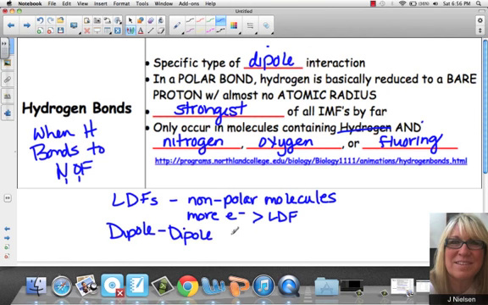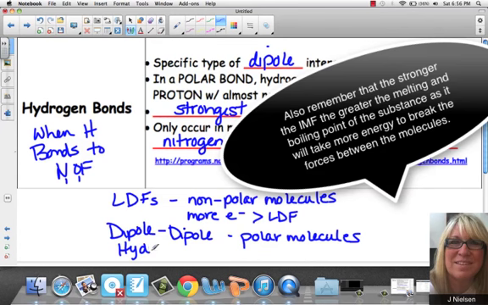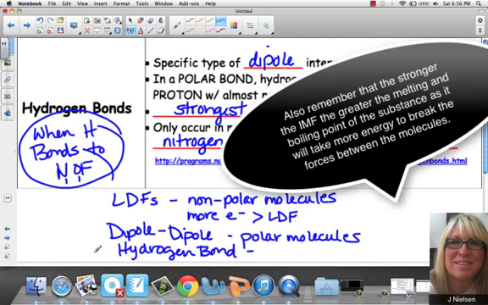Then we have dipole-dipole, and this usually occurs between polar molecules. And then we have the last one that we just did, hydrogen bond. And that occurs when H bonds to NOF. So if we had to rank these in strength, this is number 1, this is number 2, and this is number 3. So this would be strongest to weakest.